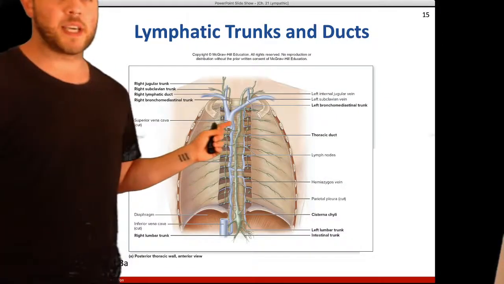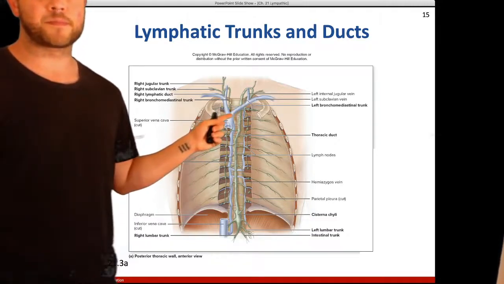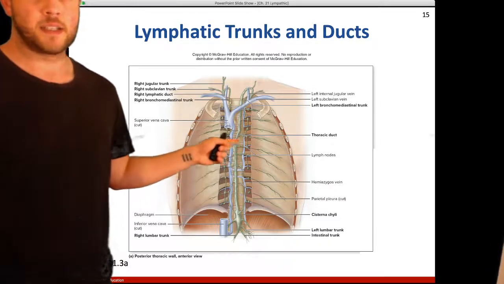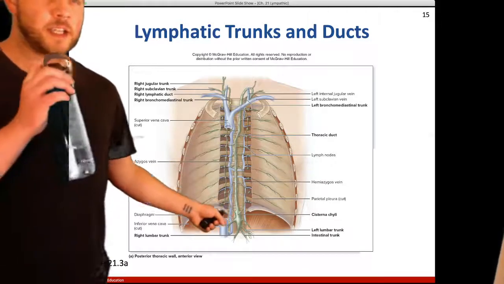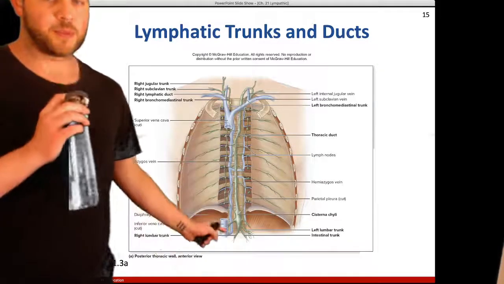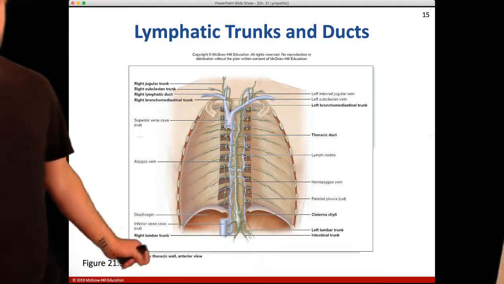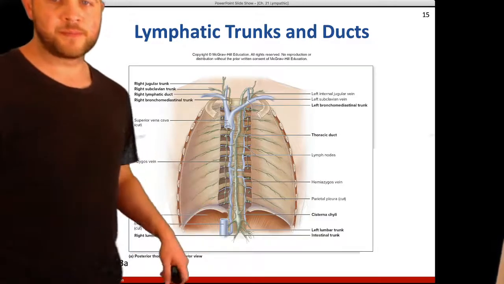So here you can see, again, the vena cava, the two subclavian veins, and then your thoracic duct right here, running just anterior to the spine. At its base, that's the cisterna chyli, which is being fed by your lumbar trunks and your intestinal trunks. And then you can see these other vessels joining along, these little nodules.